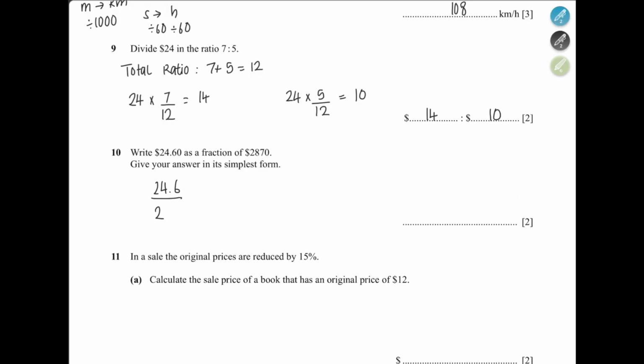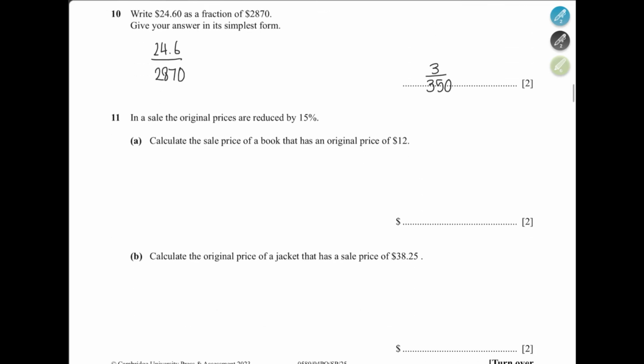24.6 divided by 2870, and we get 3 divided by 350. You can do this in the calculator. This is the lowest form. Next. In a sale, original prices were reduced by 15%. Calculate the sale price of a book that has an original price of $12.